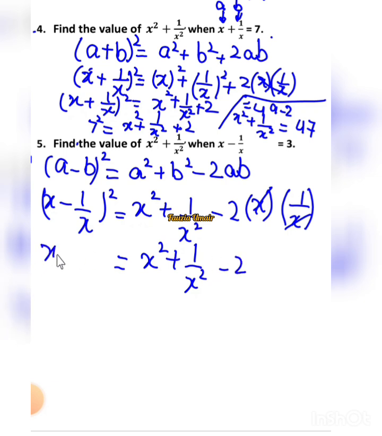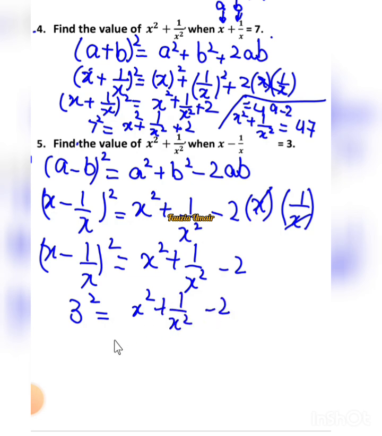So here it is (x − 1/x) whole square. Now I know the value of this side. There are only two unknowns. So (x − 1/x) square is 3 square, which is equal to x² + 1/x² minus 2. So 3 square is 9. This minus 2, when it goes on the other side of the equation, will be plus 2. So x² + 1/x².